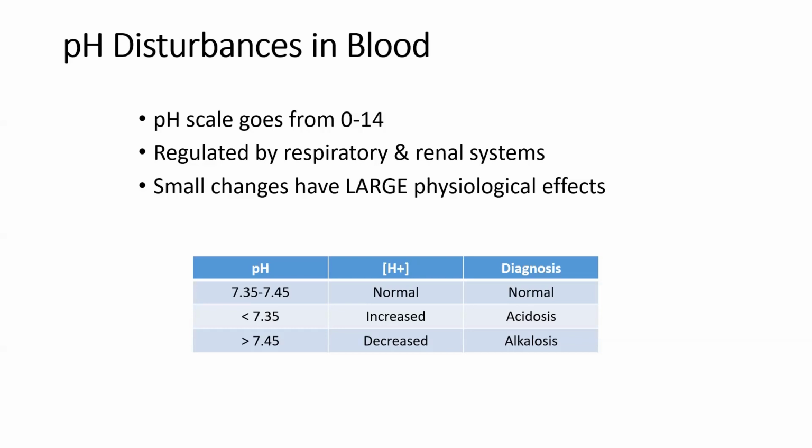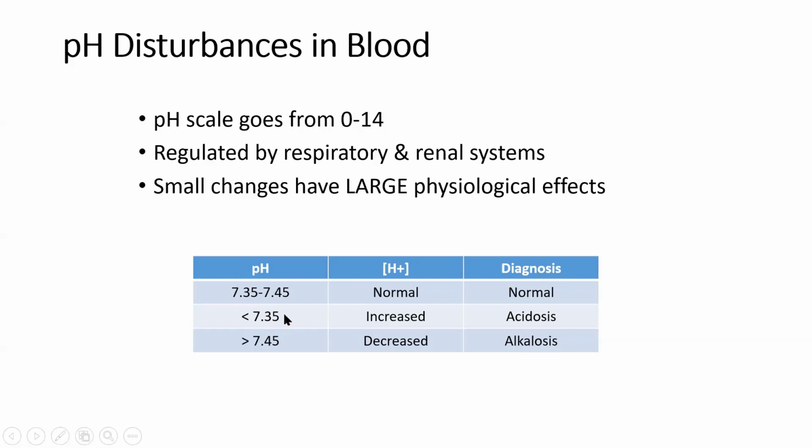And so the respiratory and renal system, basically the lungs and kidneys, work to keep the pH at this very narrow window between 7.35 and 7.45. The pH is very important to be kept at this narrow window. If we have even the slightest change of pH outside of this window, there are large physiologic consequences, okay? Very, very important that we keep our pH in this window.